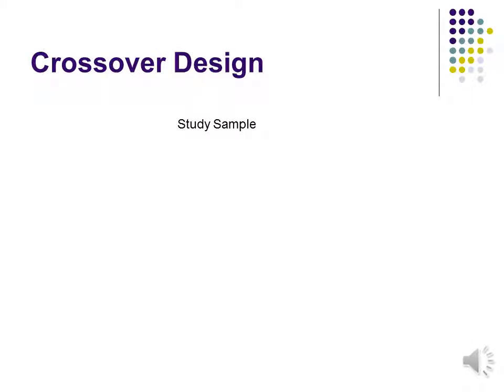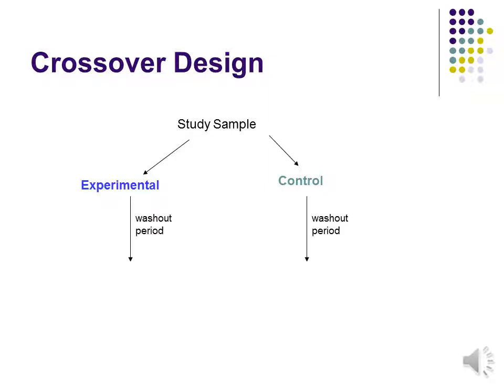Here's a diagrammatic illustration of the crossover design, starting with the total study sample, and perhaps randomizing to experimental or control groups, for example, with the inhaler or placebo for people with asthma. Then after a time of monitoring, you stop the placebo or the inhaler, have a washout period so the effects go away, and then switch them over and start them in the opposite arm of the study and follow them for a time again.